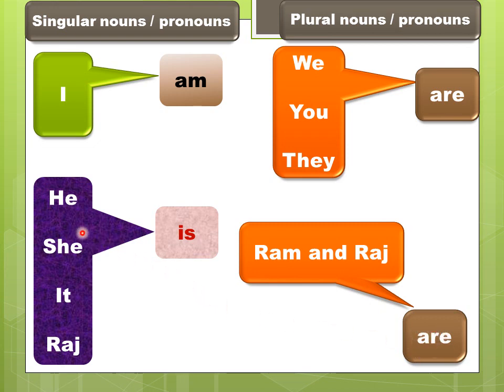So keep in mind, for singular, we need to use the auxiliary verb is. But for I alone, you have to use am. Whereas for the plural pronouns and the nouns, we have to use are. So this we call subject-verb agreement.